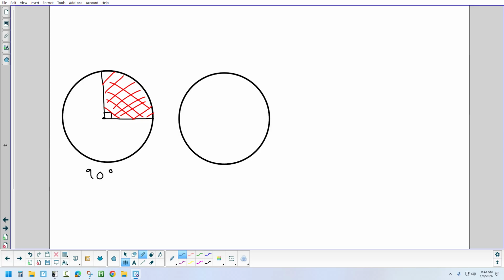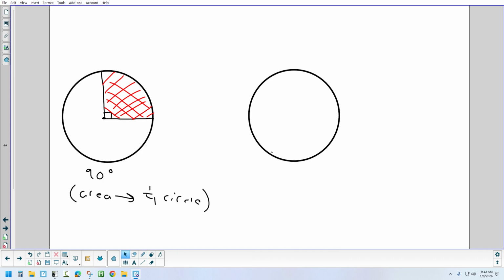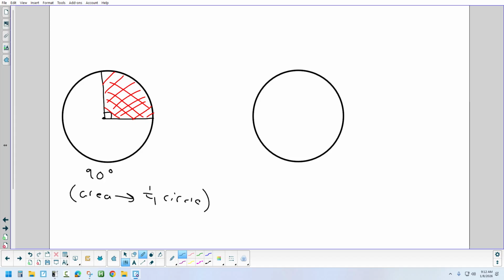How much, in terms of the area of the entire circle, how much of the circle did I just shade in that picture? Yeah, a quarter. So the area is a quarter of the circle. Okay, now I'm going to double the size of the angle, and the goal is to look at what happens to the size of the area. If I double a 90-degree angle, I get how much? I get a 180.